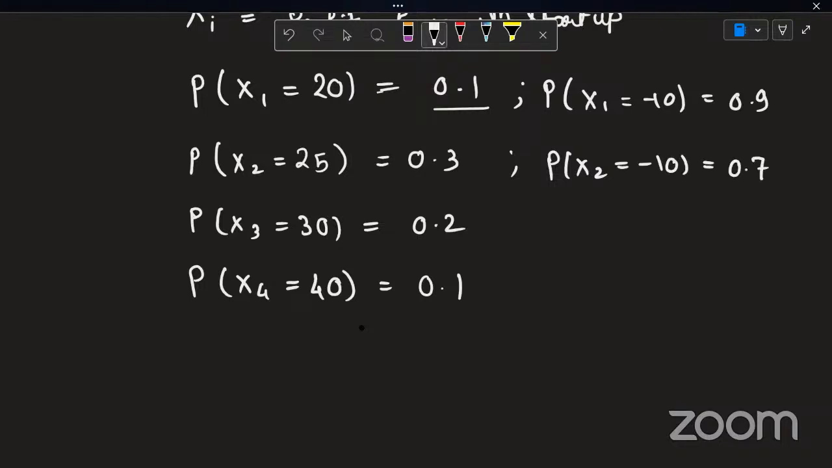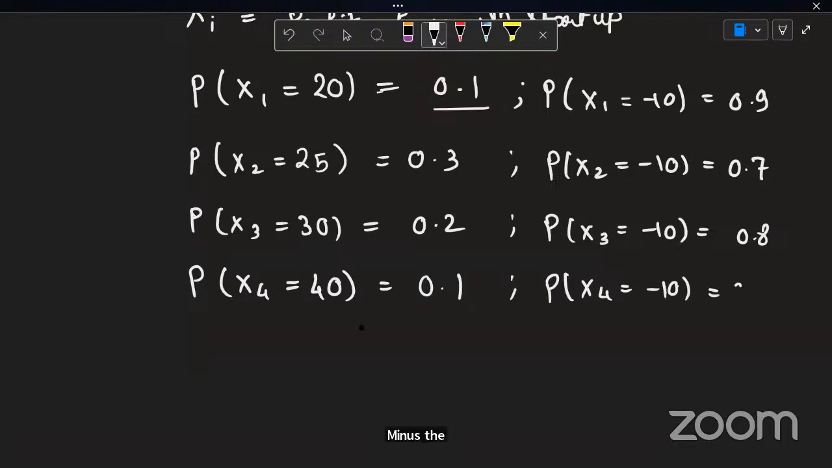That is 0.7. Ma'am, can we directly write the value in lakhs so that we can calculate? Yes, you can do that also. So this will be 0.8, and X4 equal to -10 will be 0.9. Fine. This is the profit and loss.